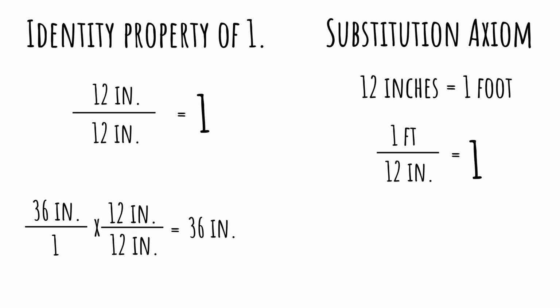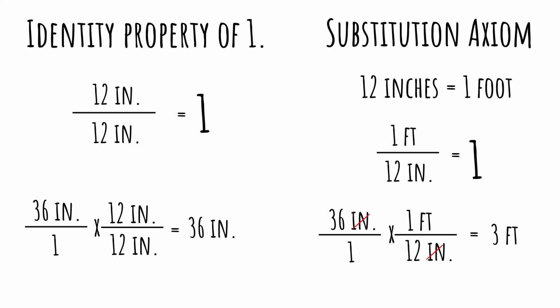So what that means is when I put 36 inches over 1 and I multiply it by 1 foot over 12 inches, I'm still multiplying it by 1, and the length still remains 36 inches, but I am allowed to cancel out the previous unit of measure and convert it over to feet, and performing all the math calculation, 36 divided by 12, I end up with 3 feet.